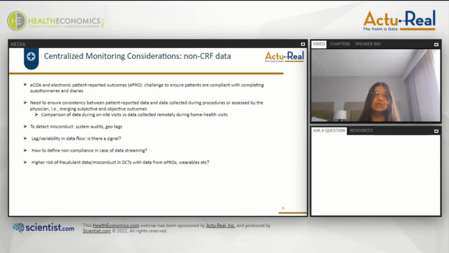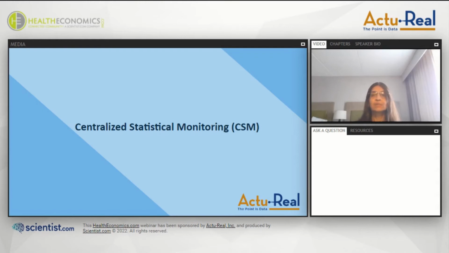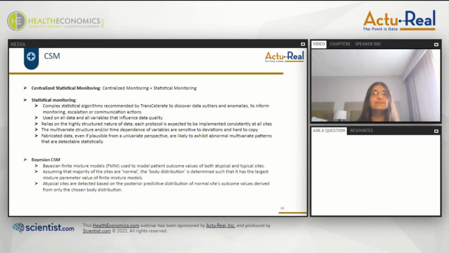There is also a question as to how you define non-compliance in case of data streaming. Again, it will depend on the nature of data and the way it's coming in, but this is also an important question to keep in mind. And there is, at the end of the day, a somewhat higher risk of fraudulent data or misconduct in DCTs, especially when the data is coming from ePROs and wearables. So these are some unique or specific considerations when we think about data monitoring for DCTs.